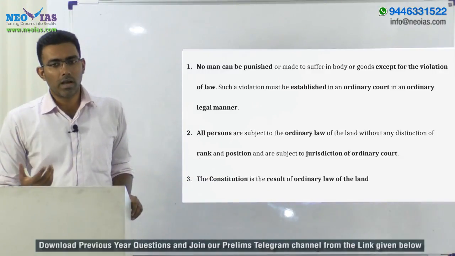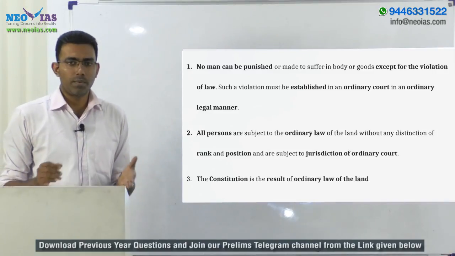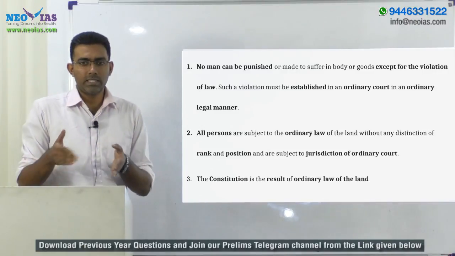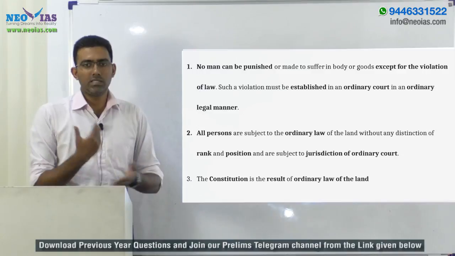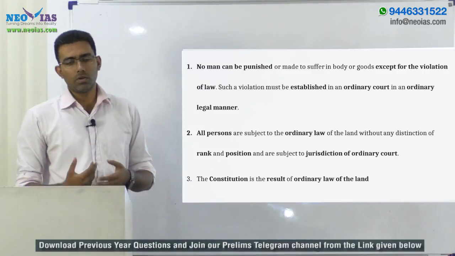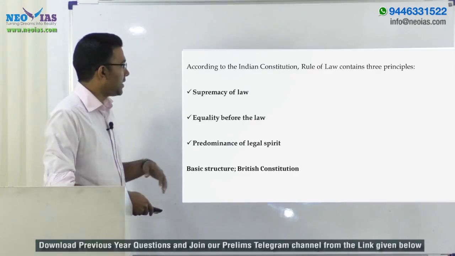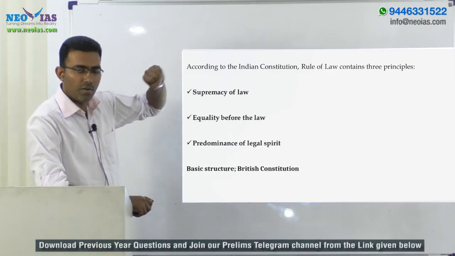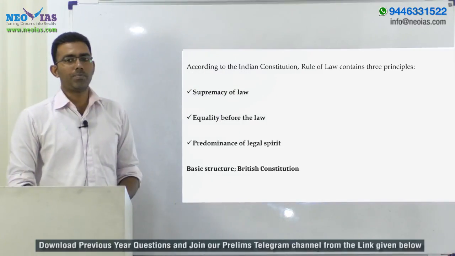So again, that is a reason why in India we don't follow parliamentary supremacy. We follow that the Constitution is supreme. That is supremacy of Constitution, and that's the reason why when we adopted rule of law from British Constitution, we have actually changed it. The third provision has been changed. Consequently, we can say that in Indian Constitution, the rule of law contains supremacy of law, second one, equality before law, and also the predominance of legal spirit.